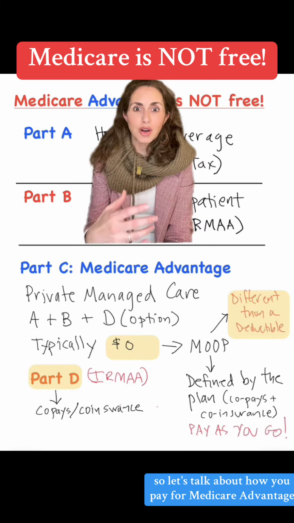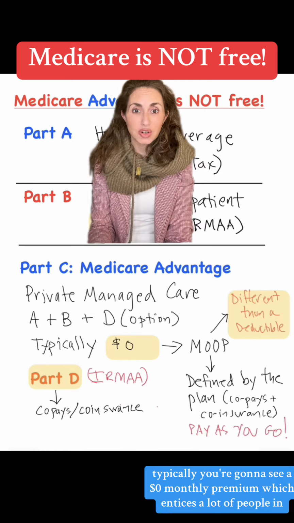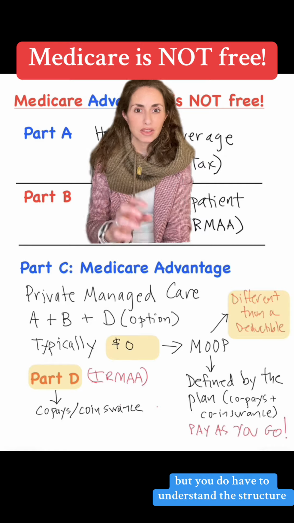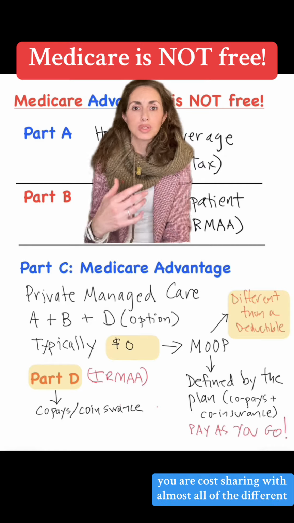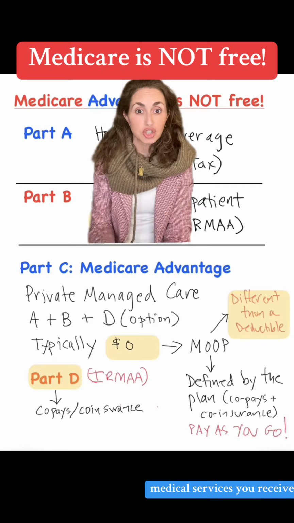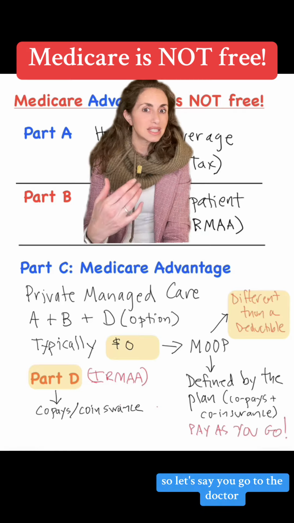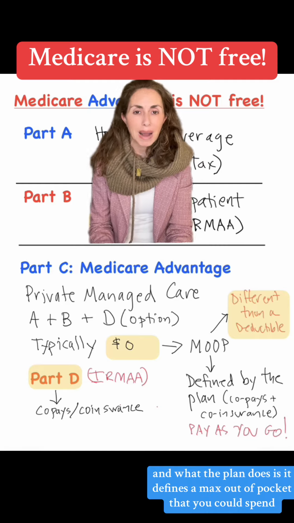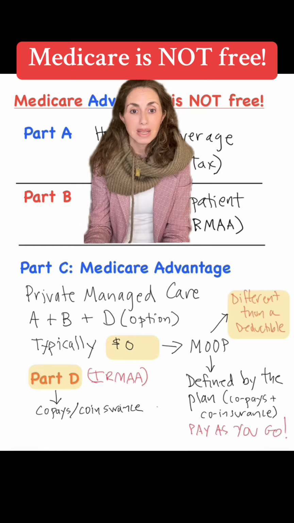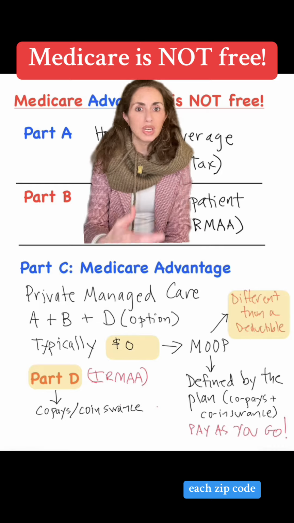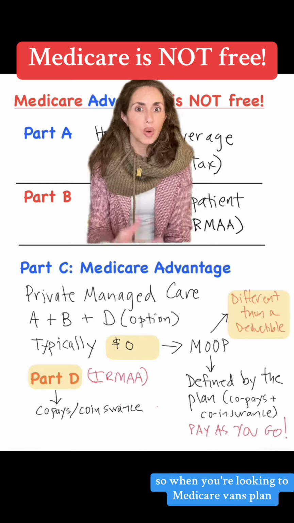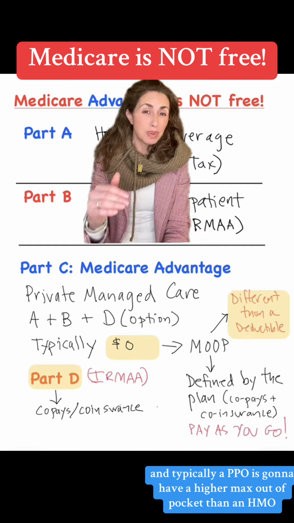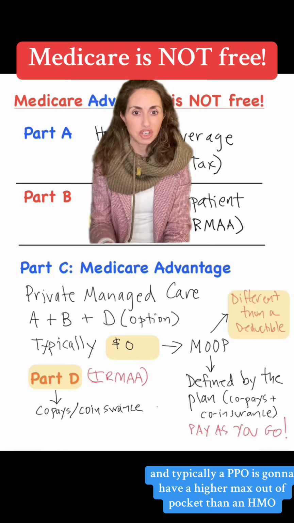So let's talk about how you pay for Medicare Advantage. Typically, you're going to see a $0 monthly premium, which entices a lot of people in, but you do have to understand the structure. You are cost sharing with almost all of the different medical services you receive. So let's say you go to the doctor, maybe you pay a copay. And what the plan does is it defines a max out of pocket that you could spend, or a MOOP. And each plan, each zip code, each state, there's different MOOPs. So when you're looking at a Medicare Advantage plan, you want to understand what is the max that you can spend. And typically, a PPO is going to have a higher max out of pocket than an HMO.